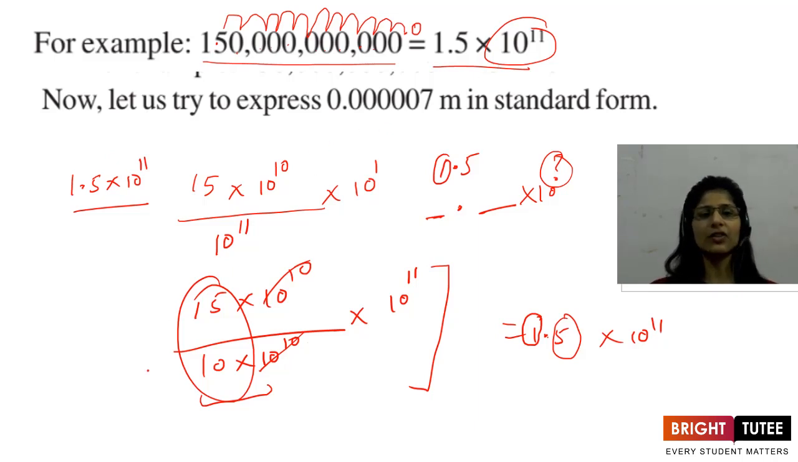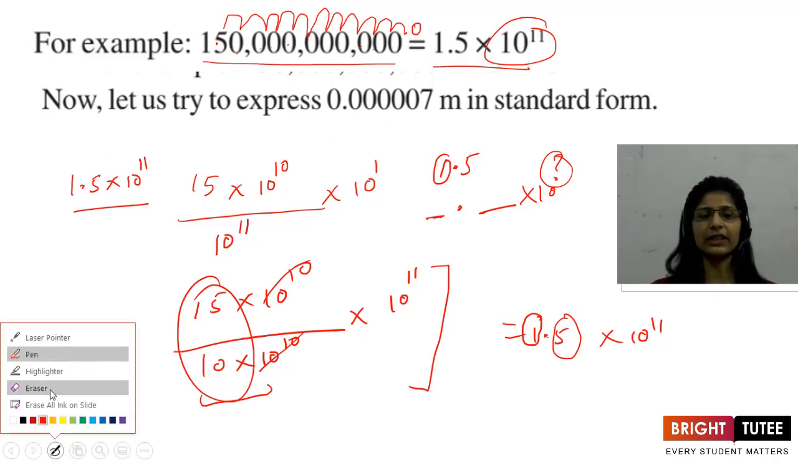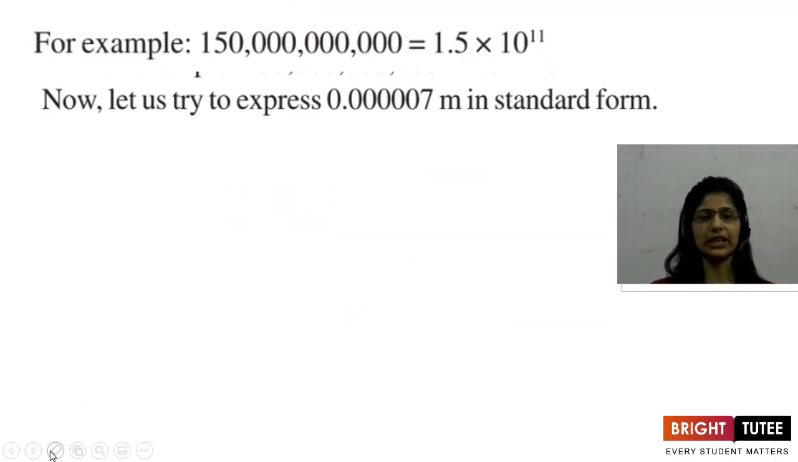Clear? Now we are going to do the second part, which will make the concept more clear. In the second part, we are given that we have to try to express 0.000, how many zeros?